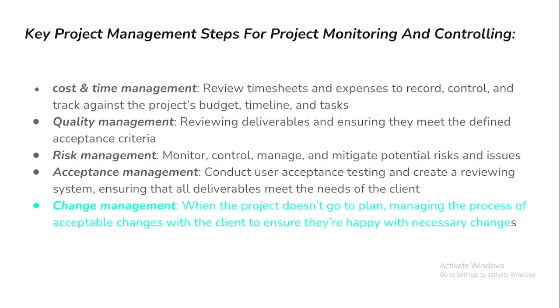Under project monitoring and controlling, the key steps you need to look at are, in terms of cost and time management, you have to review your timesheets and expenses, record, control, and track against the project budget, timeline, and tasks. Quality management, reviewing your deliverables and ensuring that they meet the defined acceptance criteria. Risk management, you have to monitor, control, and manage and mitigate any potential risk or issues arising to the project. And acceptance management, conducting user acceptance testing and creating a review system.